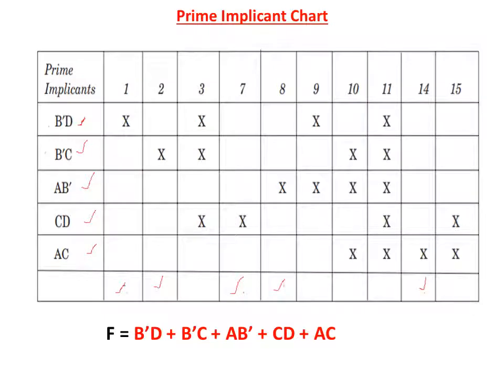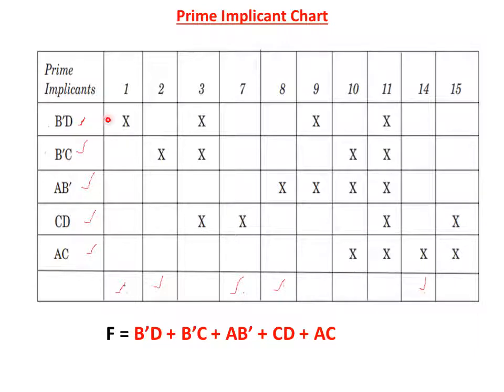This is the prime implicant chart. We are finding the prime implicants from the previous 2 tables. Now the prime implicant terms are written here, and the equivalent minterms are represented with a cross mark.